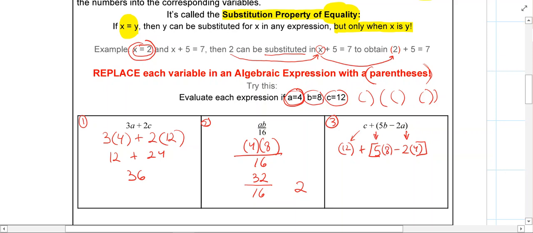So then we begin with order of operations. We'll leave the 12 alone. We'll get right into here. This is 40 minus 8. And then 40 minus 8 is 32. And 12 plus 32 is 44.